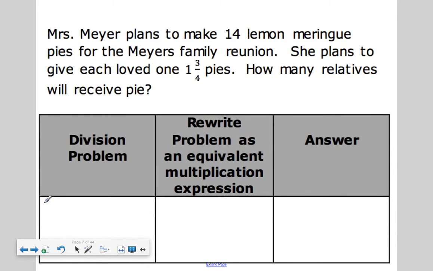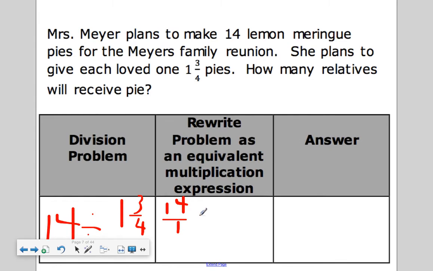Mrs. Meyer plans to make 14 lemon meringue pies for the Meyers family reunion. She plans to give each loved one 1 3/4. So she's giving it away repeatedly. That's repeated subtraction, or division. So I need to figure out how many relatives will receive pie. Let's rewrite this as a multiplication expression. So 14/1.